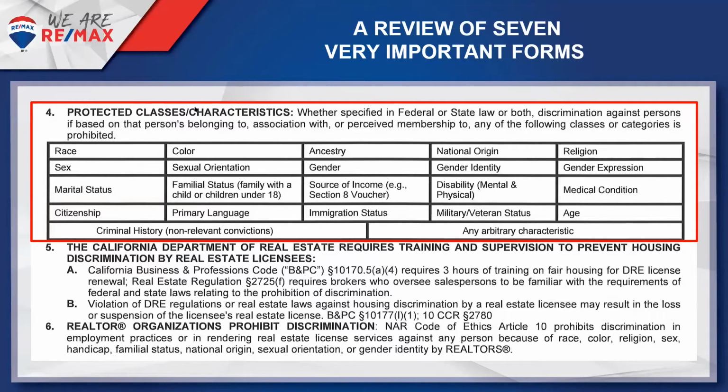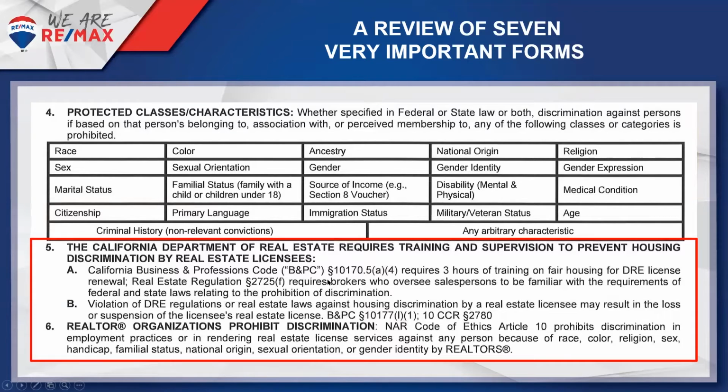We'll talk about that. So anyway, these are the protected classes. Now, like I said, you can get in trouble with the DRE if you violate this as well. And of course, you can also get in trouble with your NAR membership.